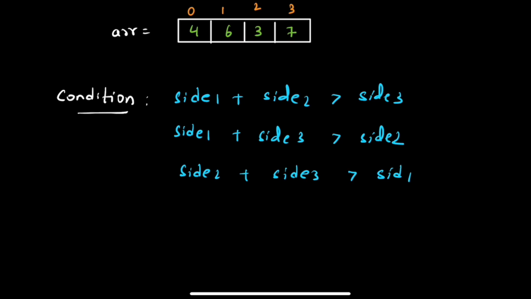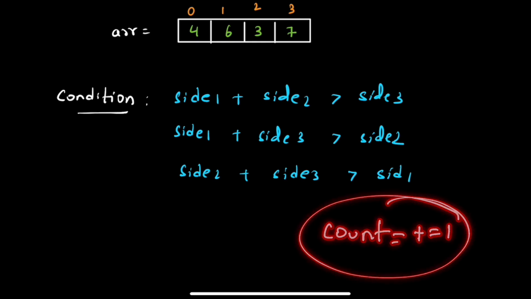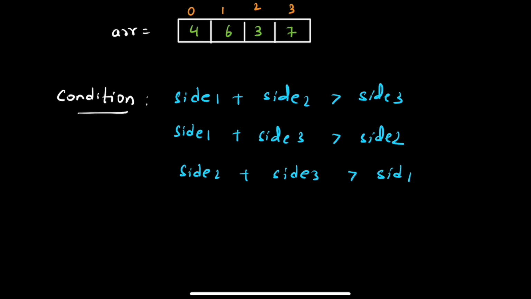So how do we generate all possible triplets? We can simply use three nested for loops. So we can use three nested for loops and generate triplets and check for this condition. If this condition is satisfied, then we can maintain a count variable, and every time this condition is satisfied, we can increment it by 1. Simple, right? So let's see the brute force code.